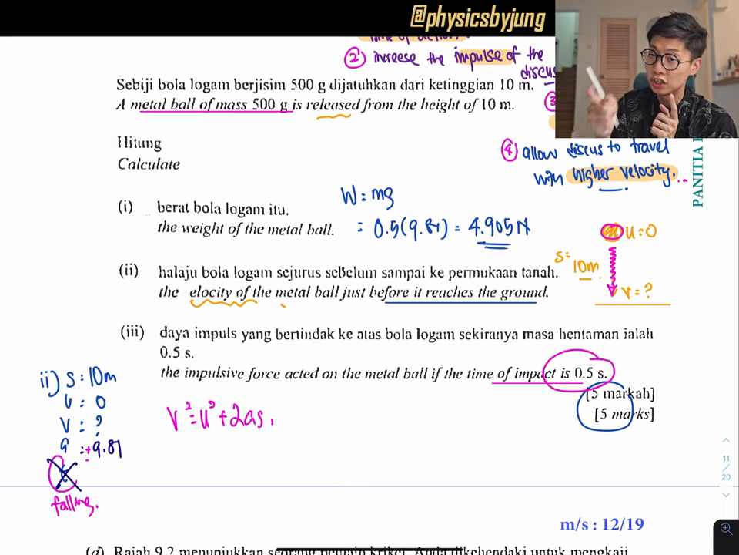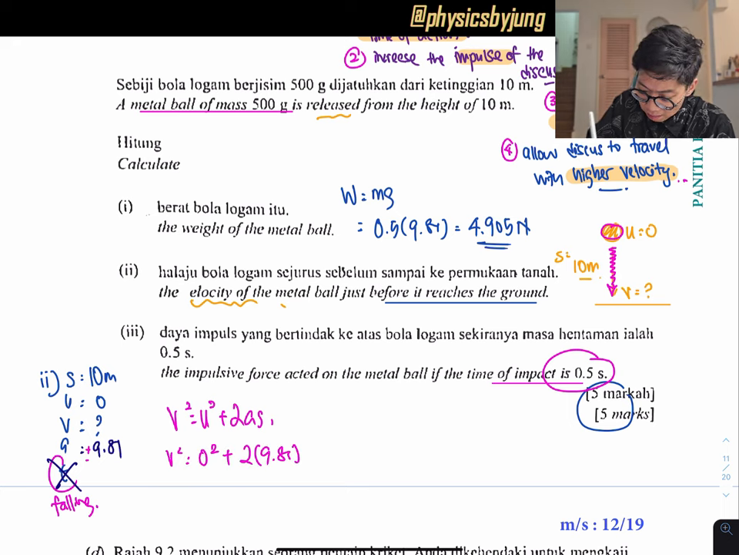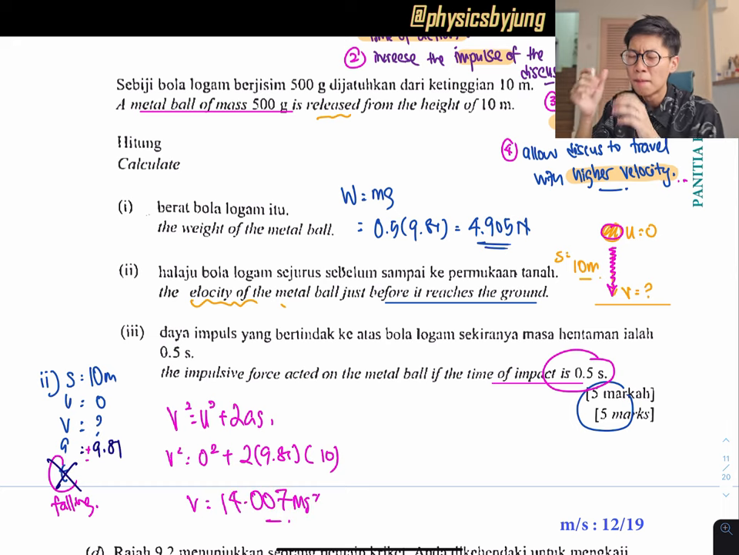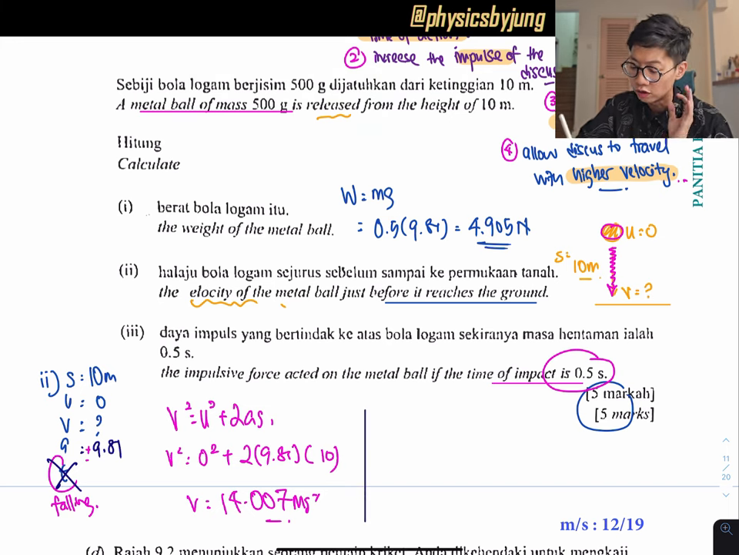This formula is actually provided in the formula sheet, so you actually don't have to worry. You can just flip through the formula sheet. Of course, if some of you have memorized it already, then very good. So my velocity is 14.007 meters per second. Please remember, we are using 3 decimal places in our final answer. I don't care what your teacher says, but it's 3 decimal places, alright?